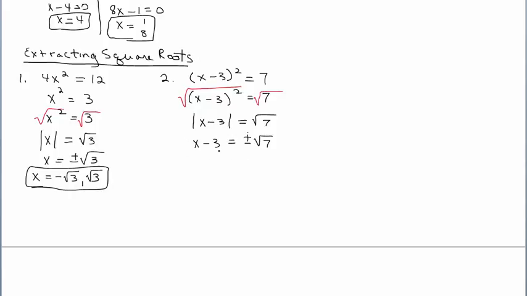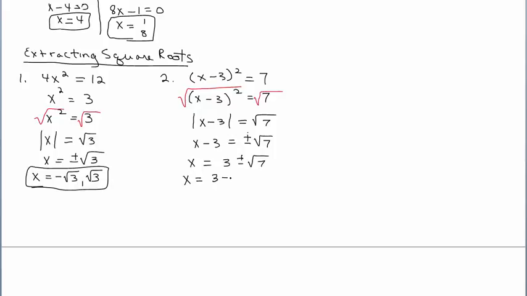For me to get x by itself, I'm going to have to add a 3 to both sides. Common practice has us add a 3 but not put it at the end, put it before the plus minus. So when I add a 3, I'm going to put it first, plus minus, square root of 7. One solution is 3 plus square root of 7, one solution is 3 minus square root of 7.